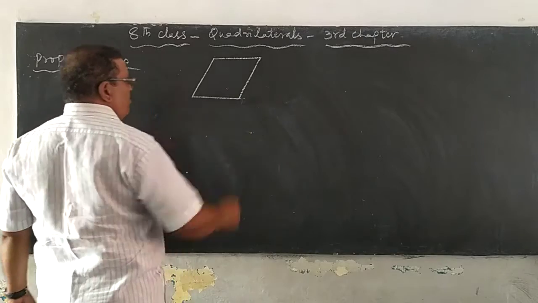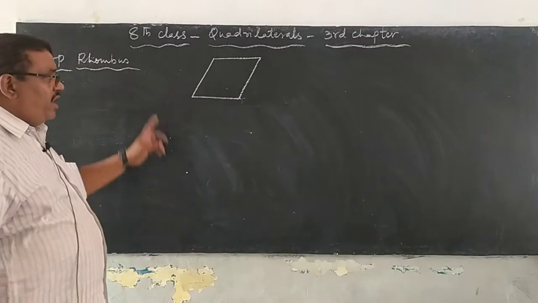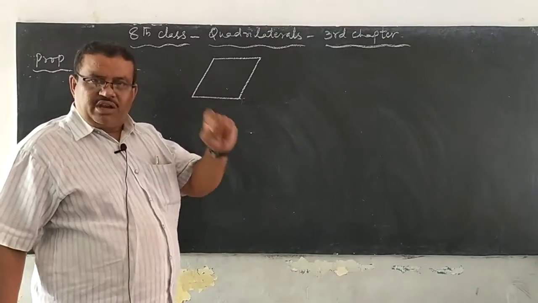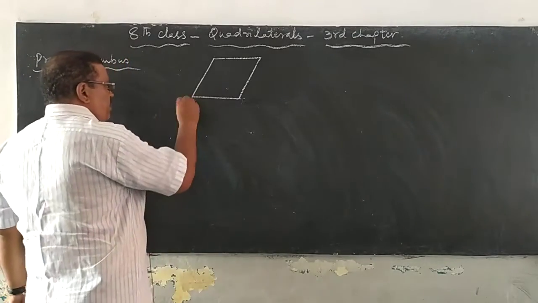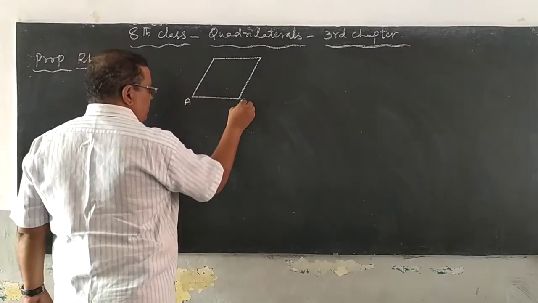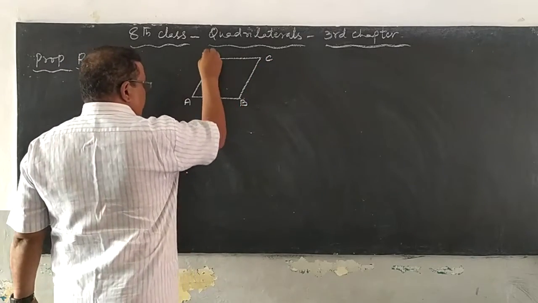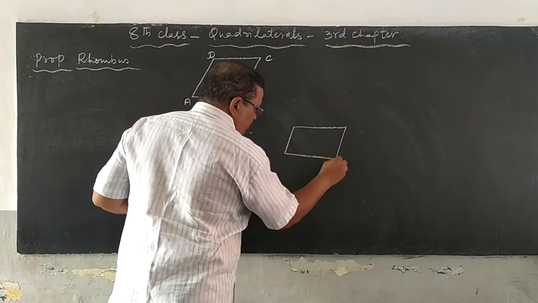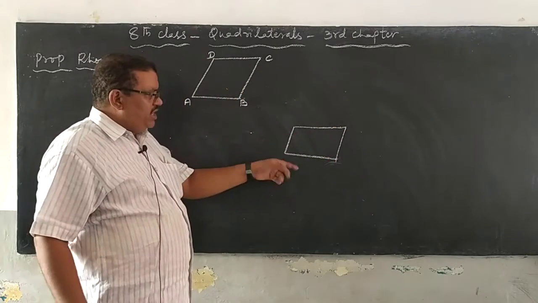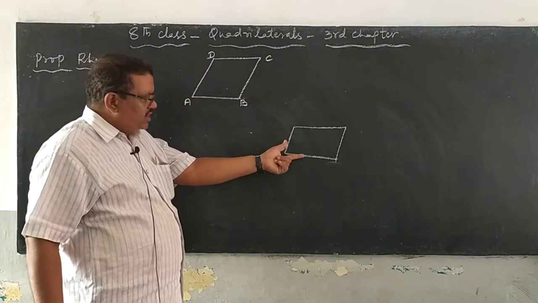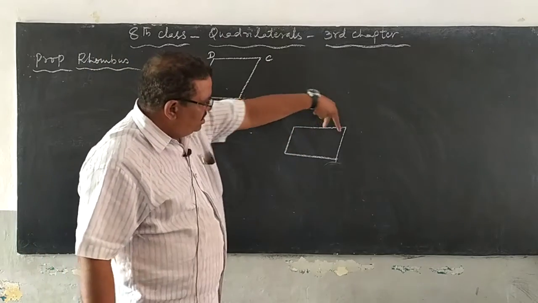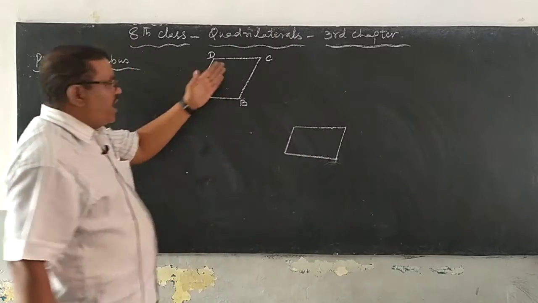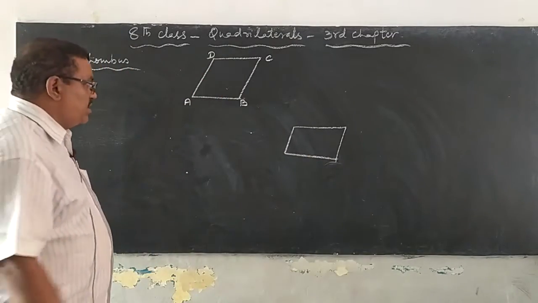A rhombus is a parallelogram in which any pair of adjacent sides are equal. Any pair of adjacent sides. This is a rhombus. This is parallelogram. A parallelogram in which any pair of two adjacent sides are equal. These two sides or these two sides are equal. The obtained diagram is said to be rhombus.